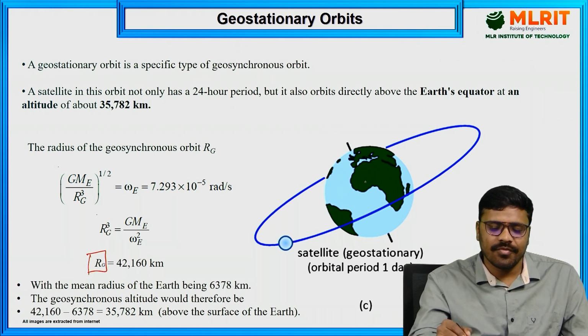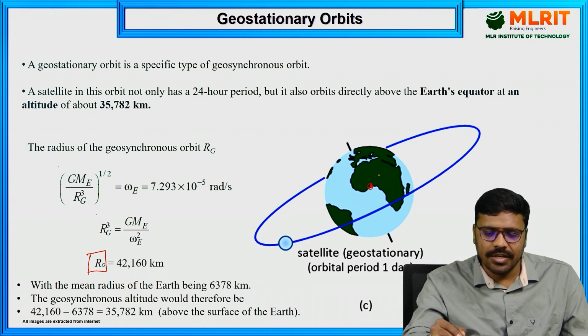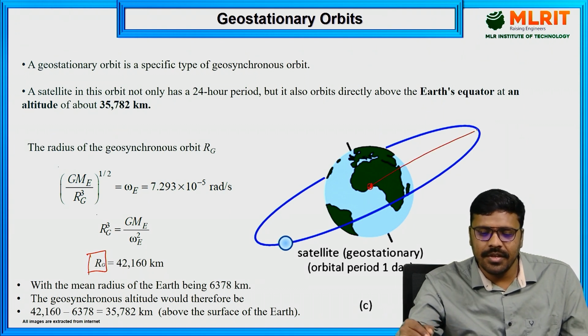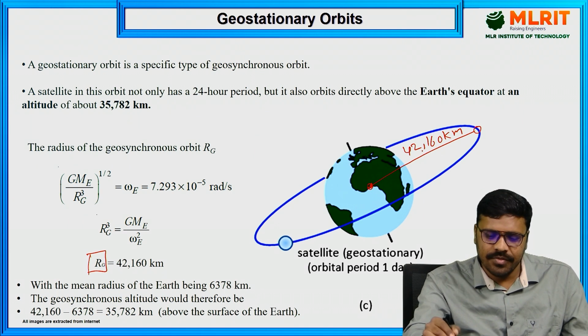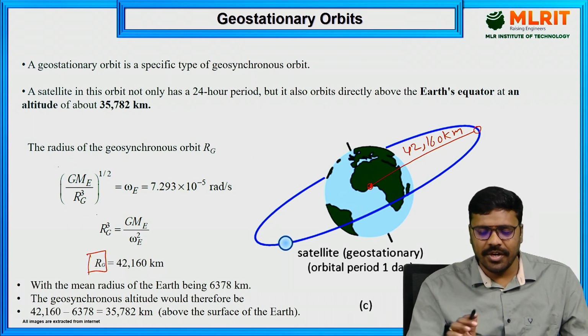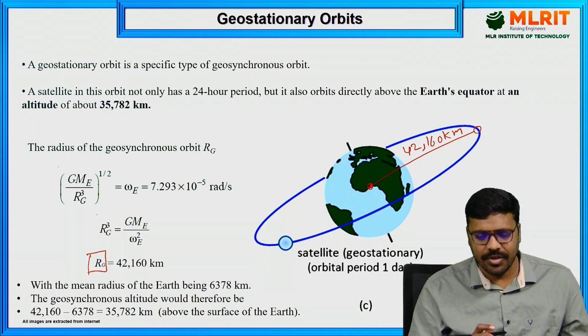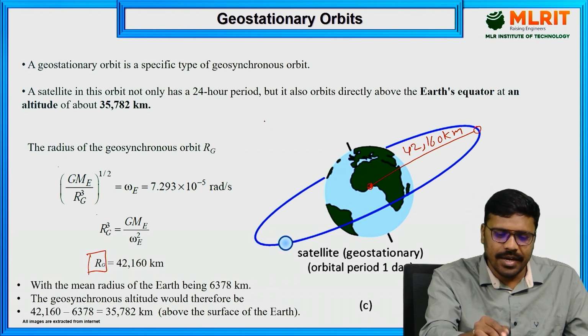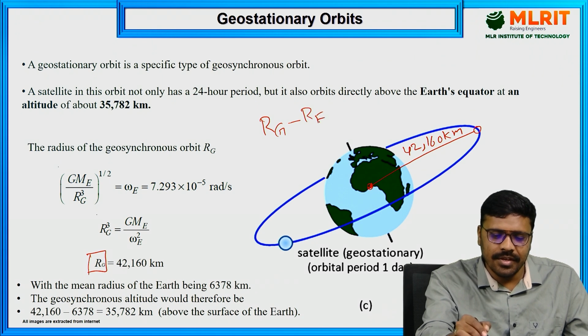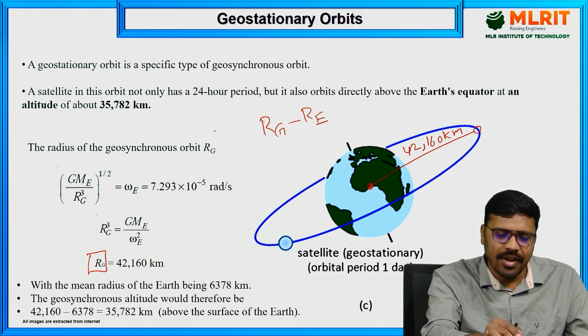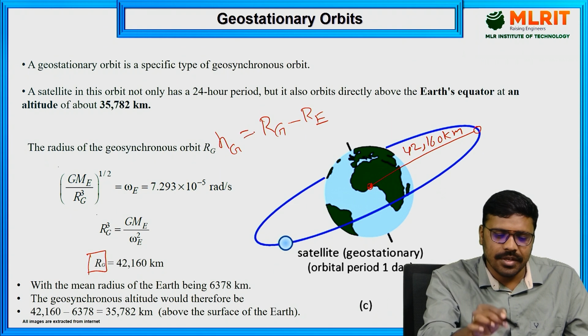That means from the earth center to the orbit, it is 42,160 kilometers. Suppose I want to calculate the height of the geosynchronous orbit, so what should I do? This is the radius RG, right? The radius of the geosynchronous orbit. If I subtract the radius of the earth, then I will get the height of the geosynchronous orbit.